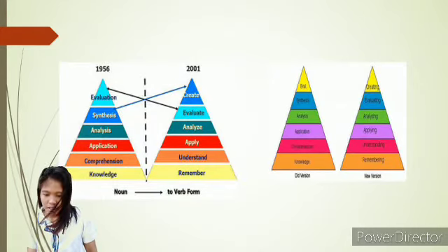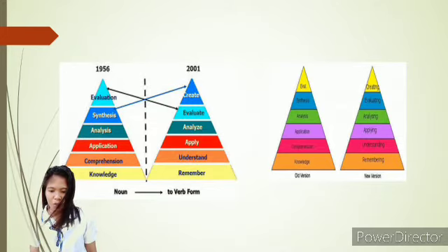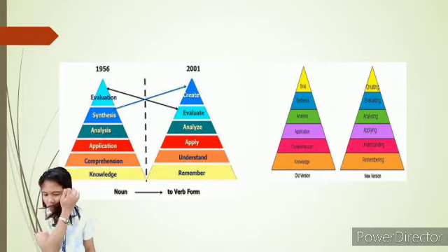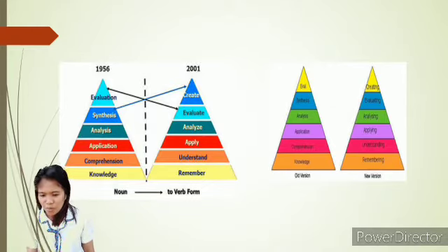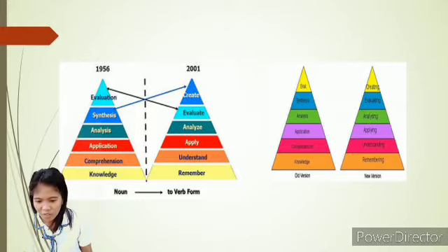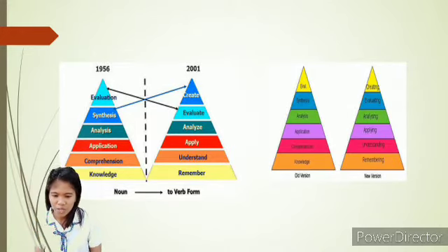So, here are the illustrations that show Bloom's taxonomy and Anderson and Krathwohl's revised taxonomy. The terms were changed from knowledge to remember, from comprehension to understand, from application to apply, from analysis to analyze, from synthesis to evaluate, and from evaluation to create.